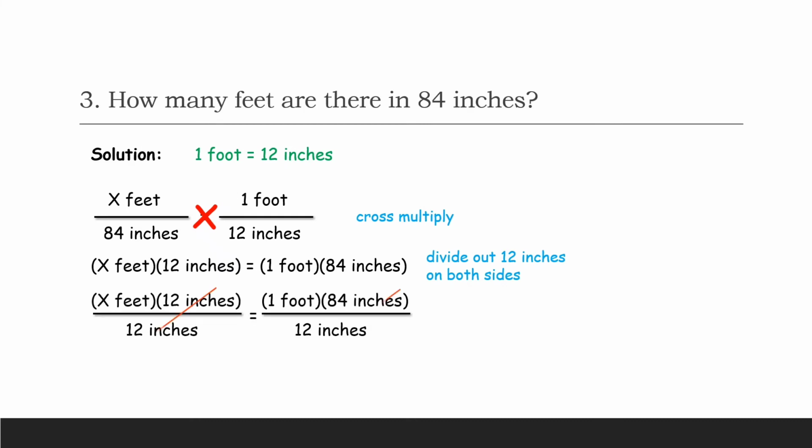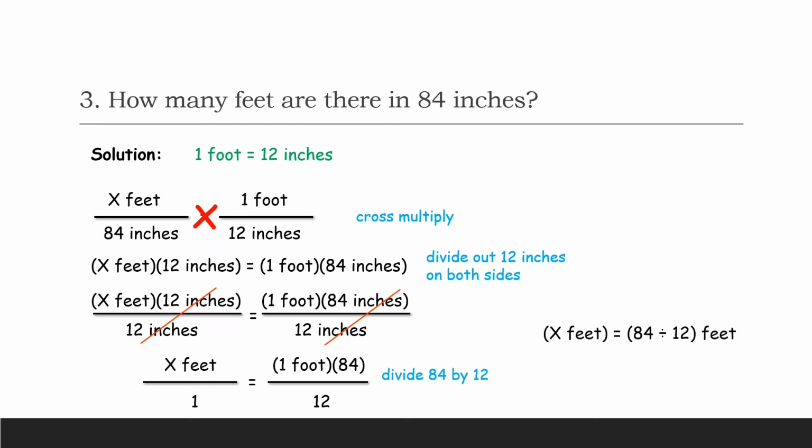Then we get x feet over 1 equals 1 foot times 84 over 12. So divide 84 by 12. You'll get x feet is equal to 84 divided by 12 feet. Then 84 inches is equivalent to 7 feet.